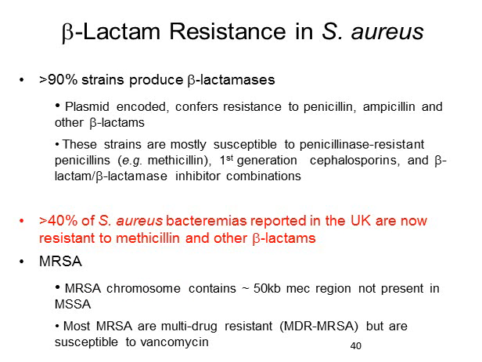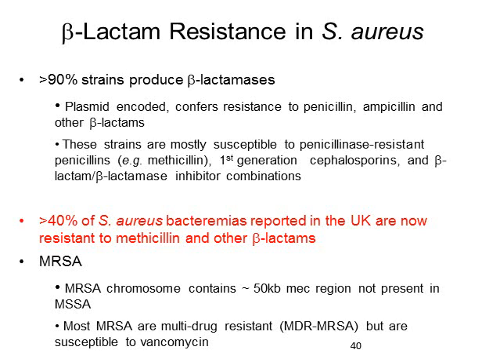To give you some examples of why we're so concerned about this rise in resistance to antibiotics, when we look at the bacteria Staphylococcus aureus, over 90% of the strains produce the beta-lactamase enzymes. This gene is plasmid encoded, conferring resistance to penicillin, ampicillin and the other beta-lactams. However, the strains were mostly susceptible to penicillinase-resistant penicillins such as methicillin, as well as some other drugs still, like first-generation cephalosporins and beta-lactam, beta-lactamase inhibitor combinations.